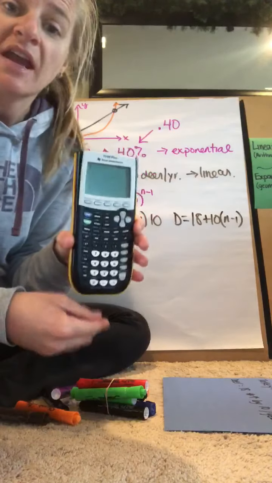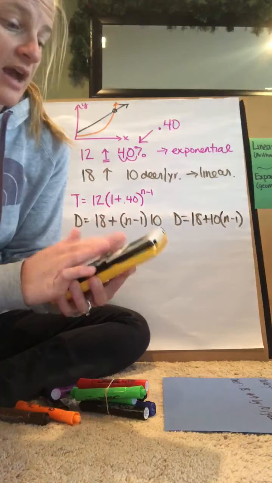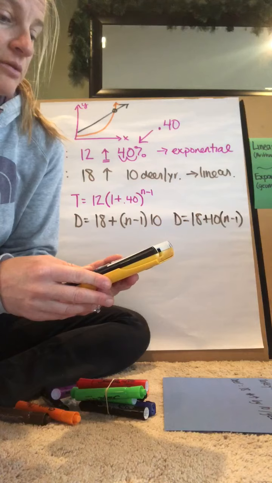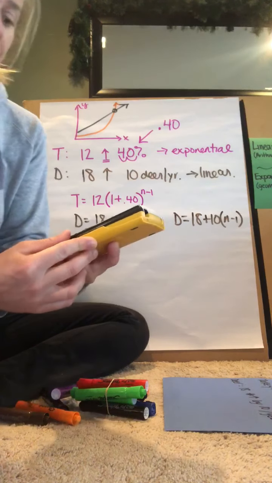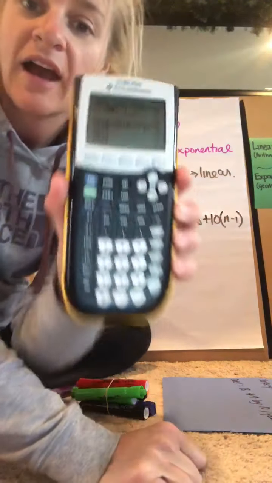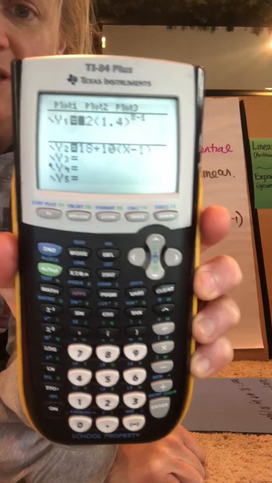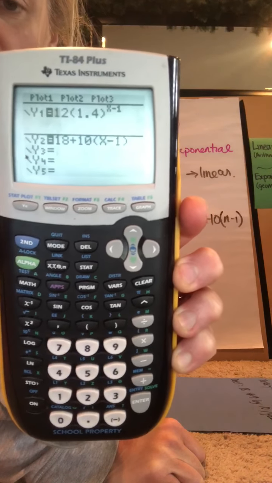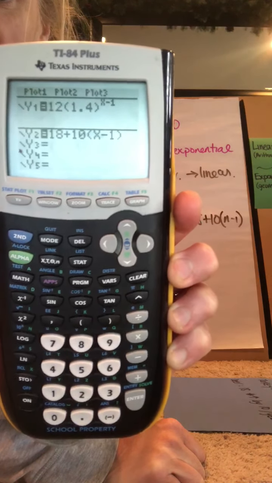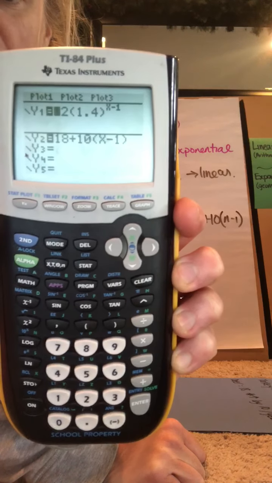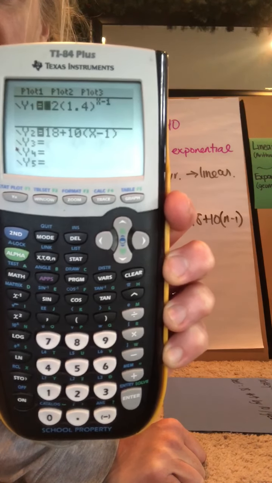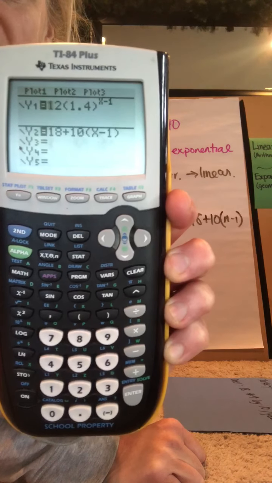The question is asking, what year is the first year that we see our turkey population exceeding our deer population? So if you take out your calculator, I'm going to type into my y equals, and I have it in here already. Notice how I put y1 equals 12 times 1.4 to the x minus 1. And then for my y2, I put 18 plus 10 times x minus 1.